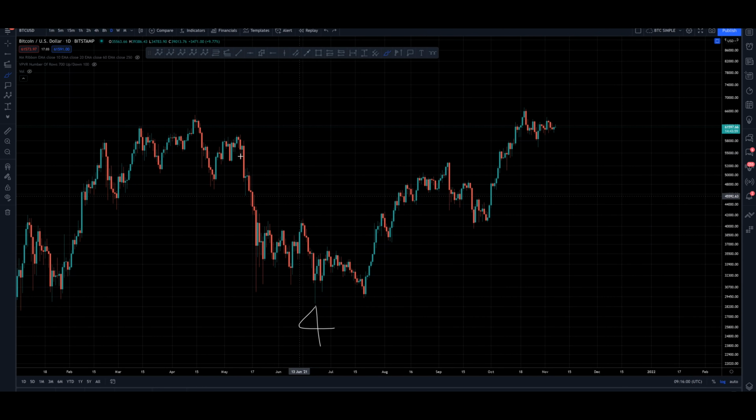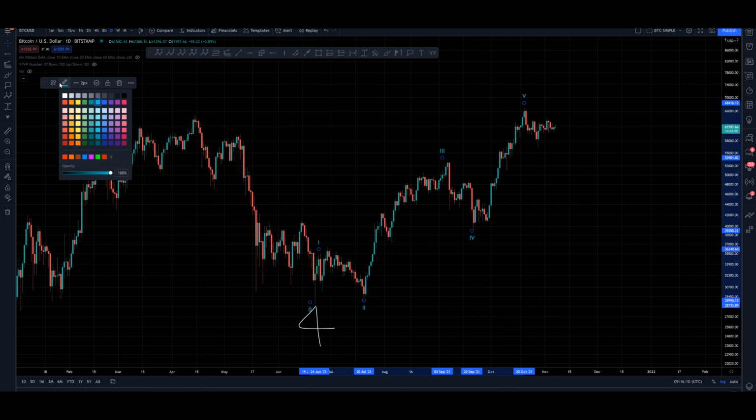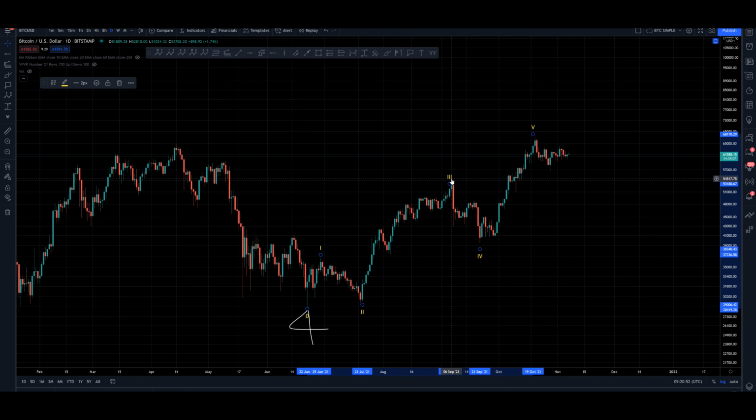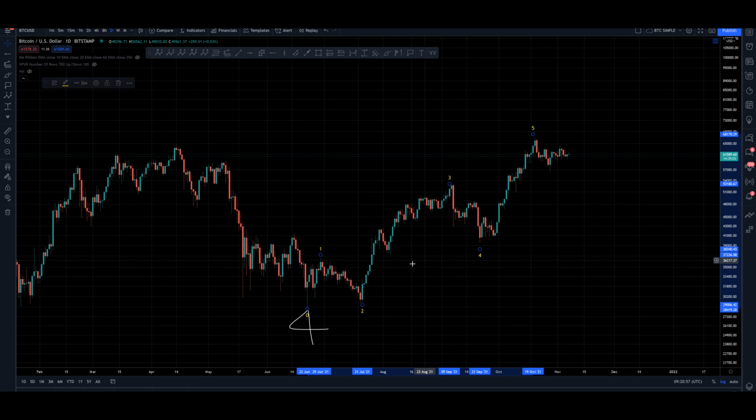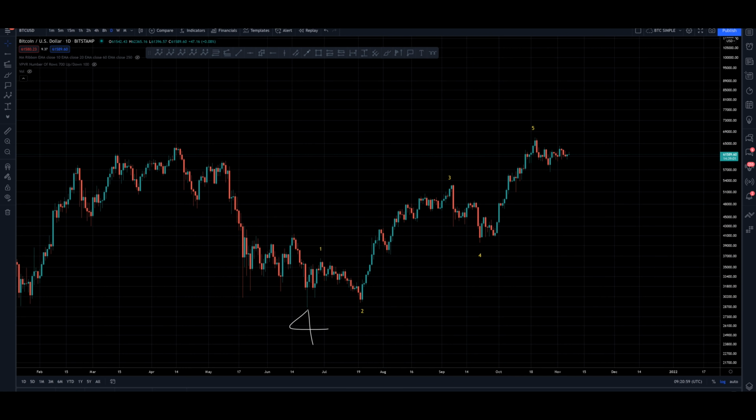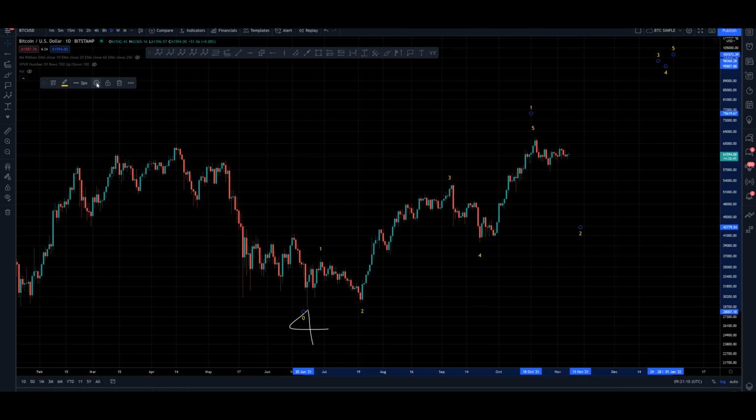So we can either say that we've gone 1, 2, 3, 4, 5. Okay, and this would be in minor degree, going up into an intermediate wave 1. That's right. So let's just bring that up here as well. So 1, and then we're going to get some kind of 2, 3, 4, 5. Off we go, much higher.